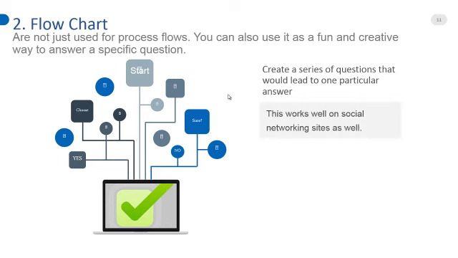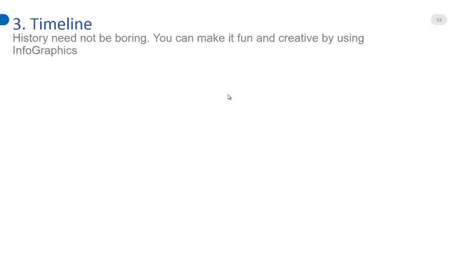Now, this also works really well on social networking sites as well. Number 3 is the timeline. History need not be boring. You really can make it fun and creative by using infographics. So if your infographic requires a timeline, your content has a cumulative step-by-step timeline or step-by-step process, then this might be the style for you.